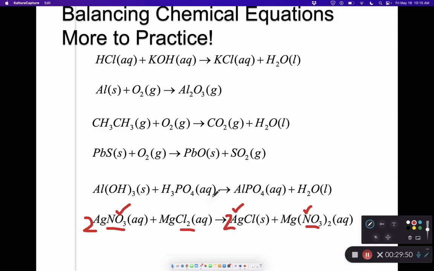So this is how we balance the chemical equation. Please practice these chemical equations. There could be more equations in our practice worksheet. Practice them, and we will continue our exploration of chemical reactions in our second part.